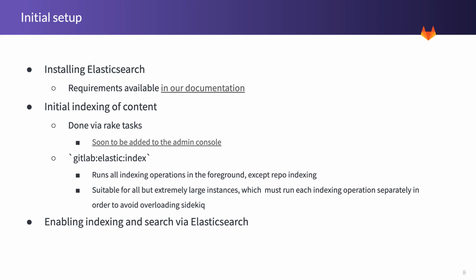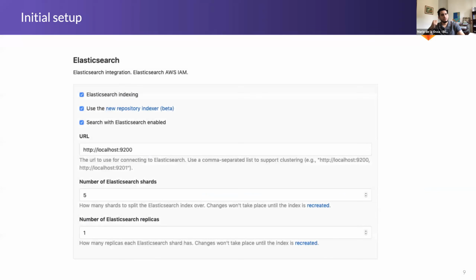And finally, we enable indexing and search via Elasticsearch on the admin console. And this is what you see when you're in the admin settings area. You can enable Elasticsearch indexing and search with Elasticsearch as two separate things. This is so that you can start indexing, but still get results via the database while the indexing is ongoing. Because if you enable search with Elasticsearch enabled and your index is not ready or just not indexed at all, you're not going to get results.